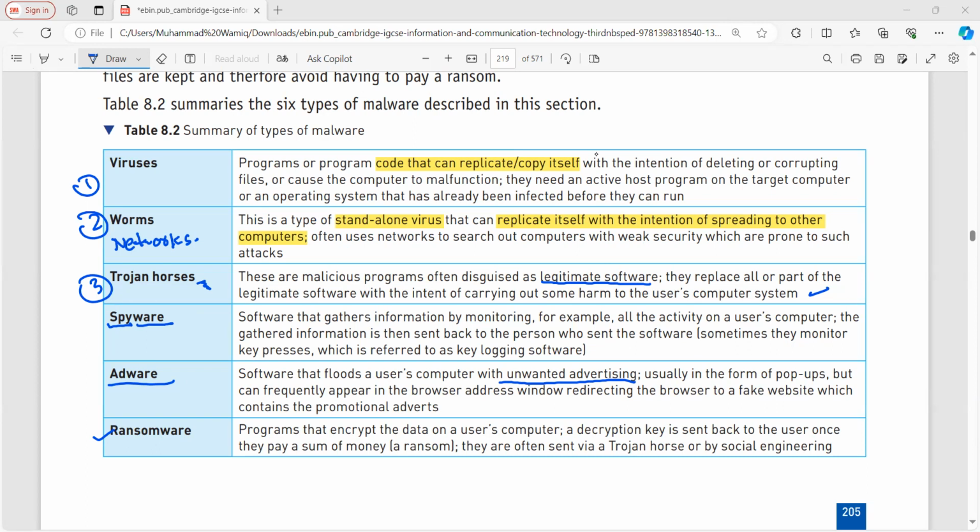Adware is basically when your computer is flooded with unwanted advertising, basically in the form of pop-ups. You might have seen this whenever you open a website, on the right or on the left of the website, you have some examples of advertising. Those advertisements mostly say things like "Congratulations, you have won this" and so on. So it basically entices the user to click on them.